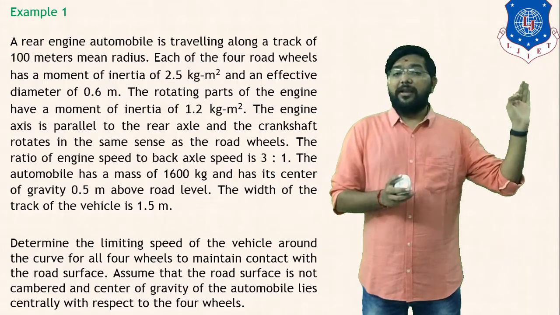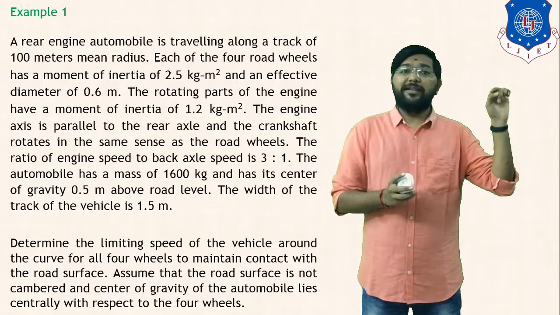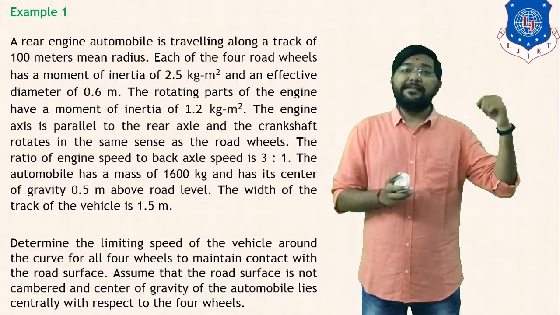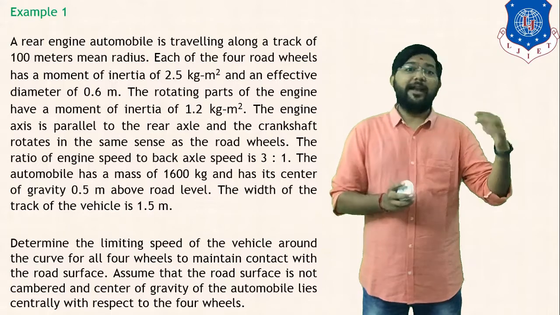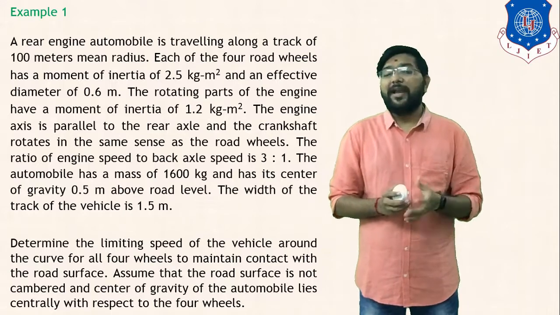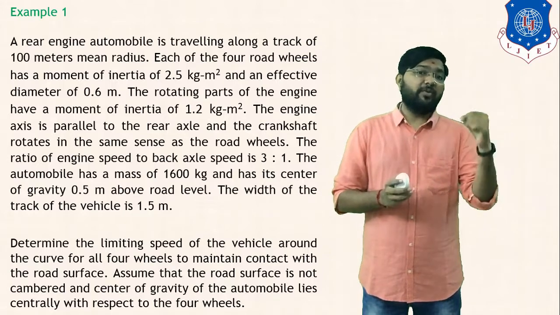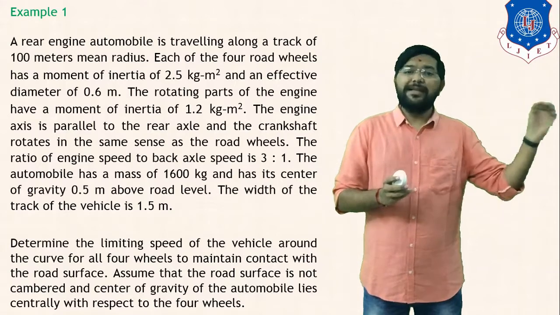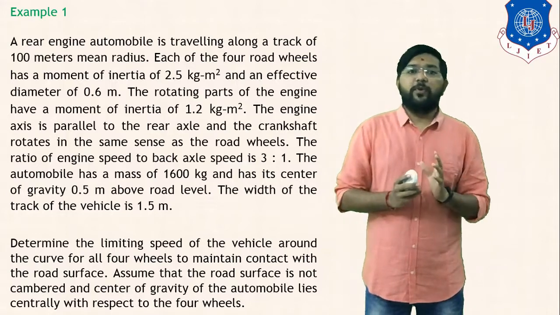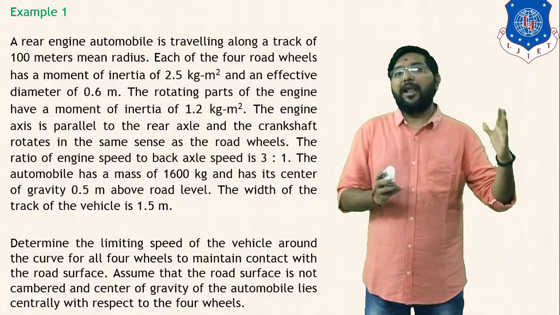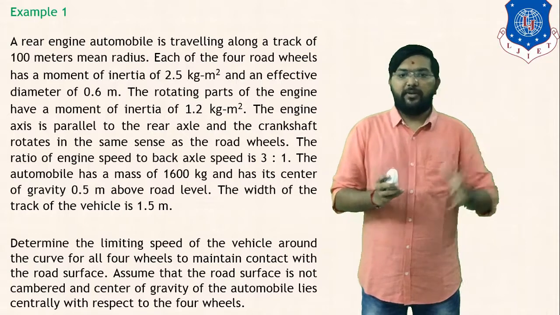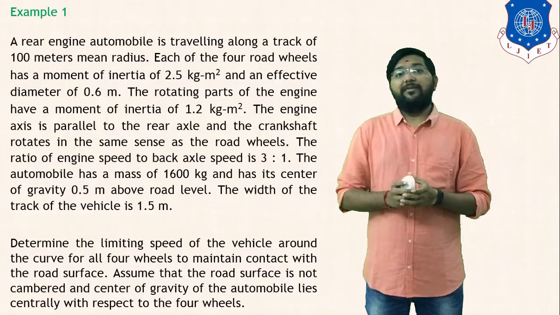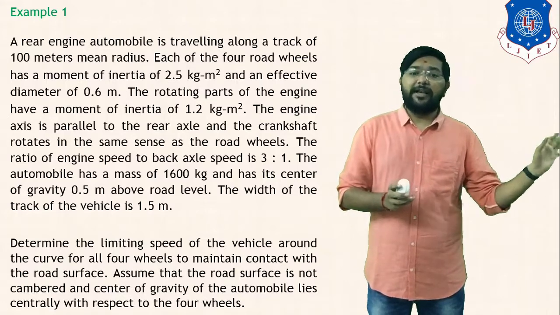Now in the couple equation we have a positive and a negative sign. Whenever the wheel and the engine rotate in the same direction, we use the positive sign. If the wheel and the engine rotate in opposite directions, we use the negative sign. So here we use the positive sign because the wheel and the engine rotate in the same direction. The ratio of engine speed to back axle speed is 3, so the gear ratio is 3.